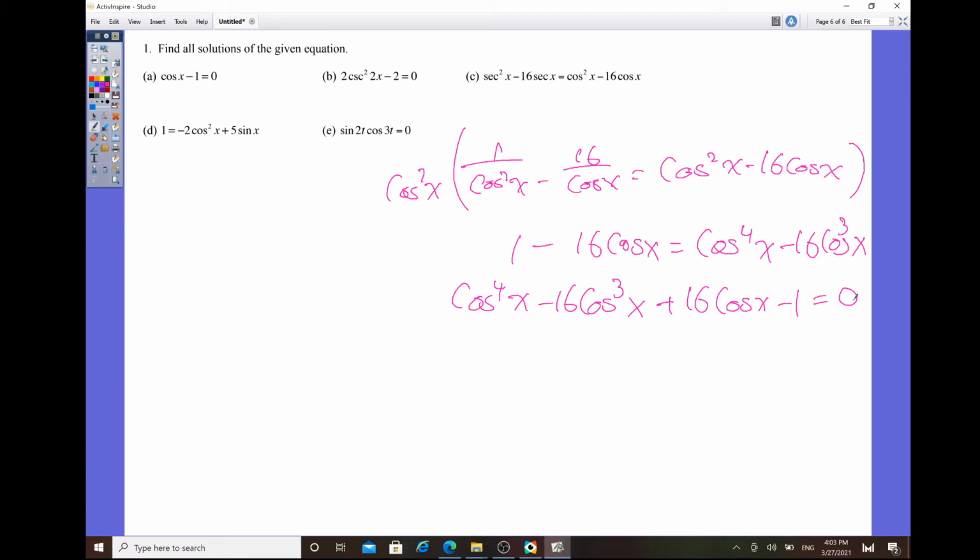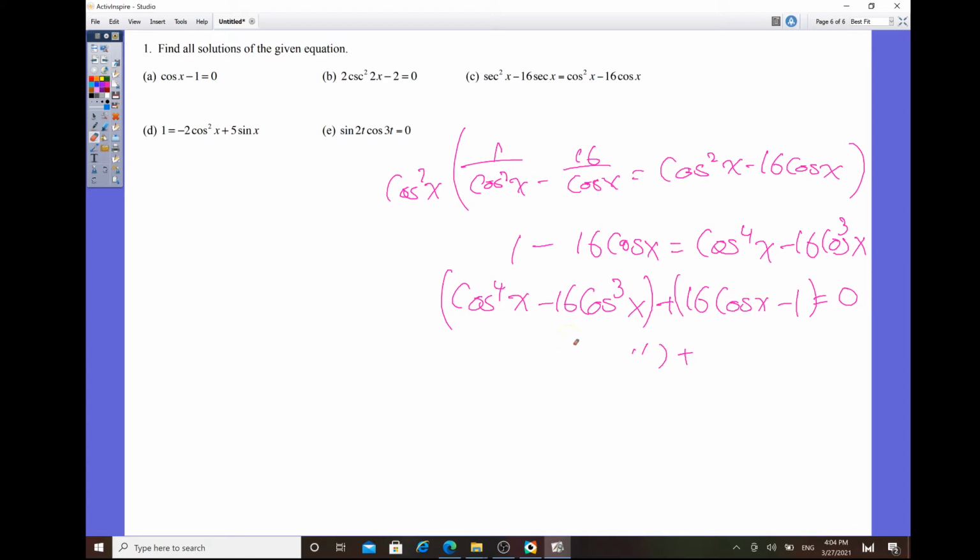So we try to factor by grouping here. Well, let's just regroup them first. So take out the greatest common factor, cosine cube of x. So we do have cosine of x minus 16. Okay, if you try to do it this way, then that'd be kind of weird. Okay, so let's just regroup them.